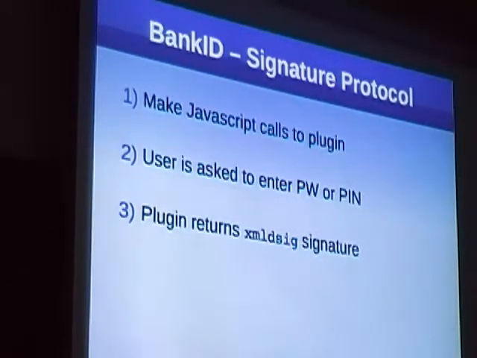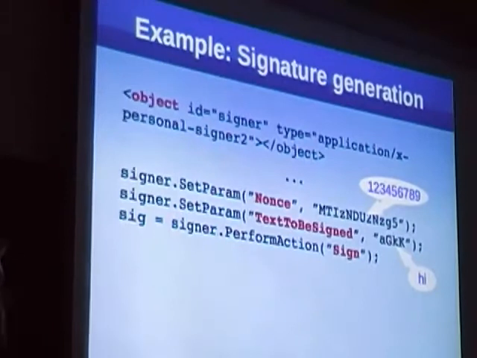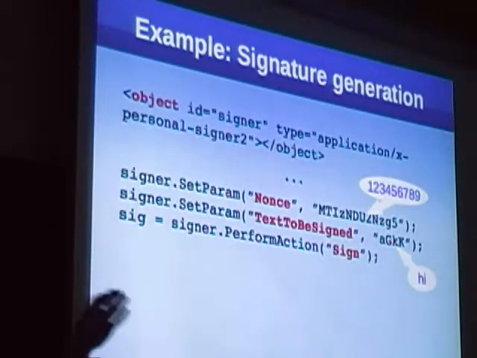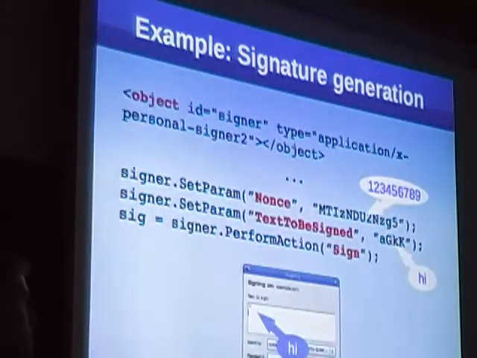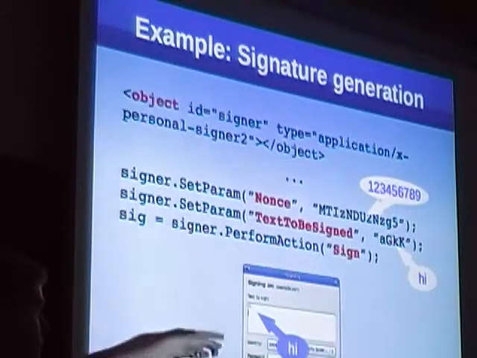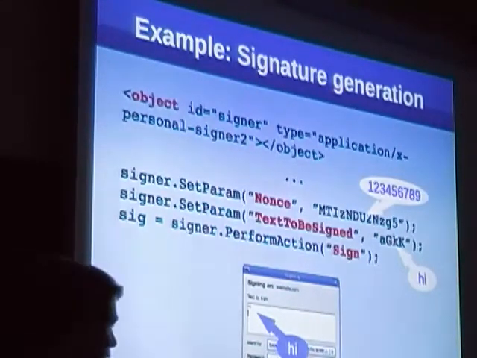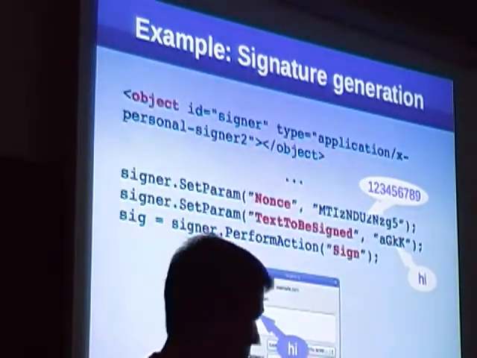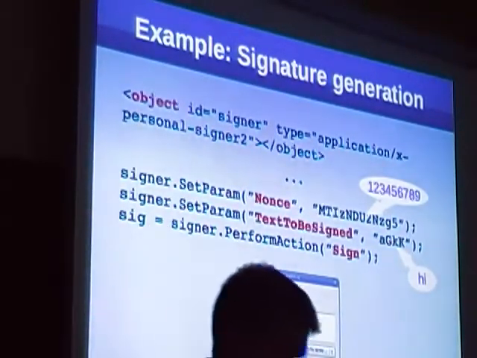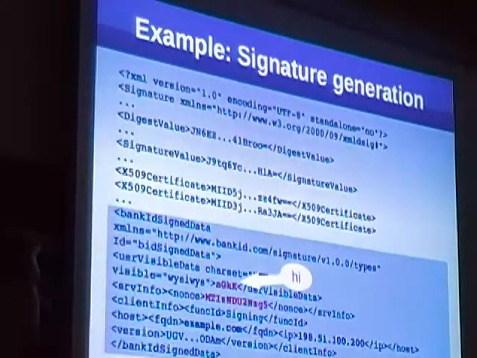So, this is the way you get a signature from the Bank ID software. It's really simple. You send a nonce value and some text you want to be signed into the plugin, and then you call a function on it. First you get a confirmation window where you can see the message you want to sign, and you can also enter a password, select your token to use, and so on. When this is done, you get an XML signature.